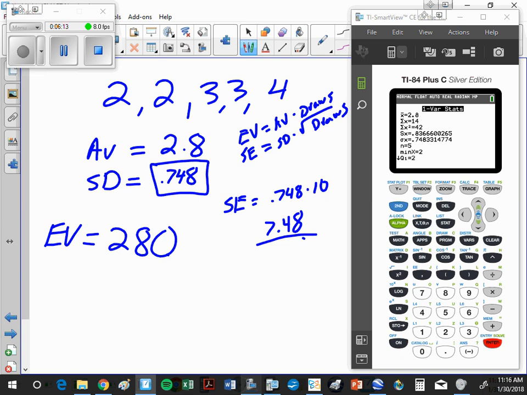All right. And so with those two equations, do you see why the percentage goes to 0? The EV you multiply by the draws, and the SE you multiply by the square root of the draws. So the EV is growing faster than the SE. So the percentage is going down always.